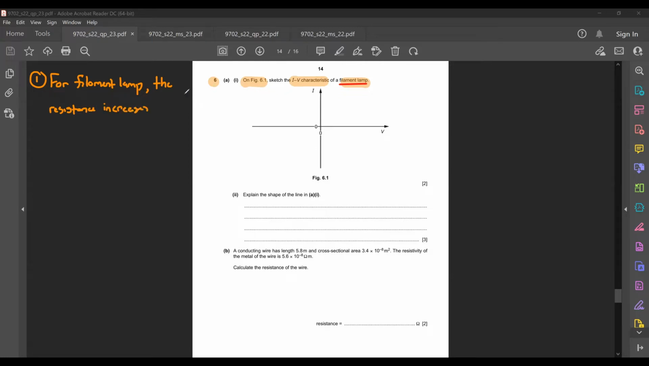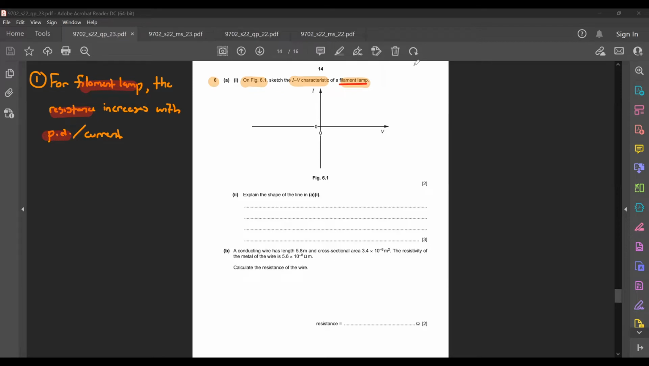increases with PD. Or sometimes they can also say it increases with current. It's the same thing, it's interchangeable. The gist is that you need to understand that filament lamp resistance tends to increase. So in our case, let's just say it increases with PD.